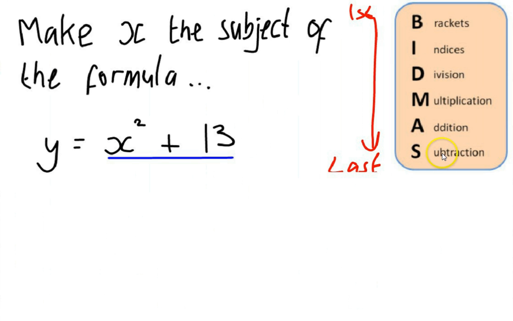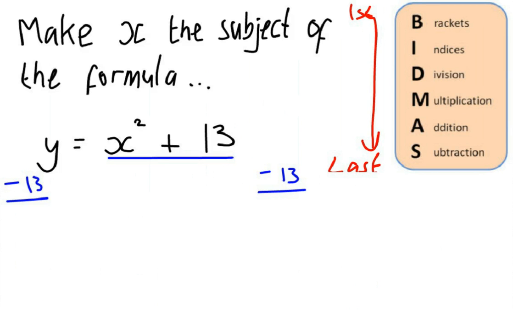We want to have a look and see, has there been any subtraction here? There's been no subtraction, so we move up. There has been an addition, this plus 13, and that's what we want to get rid of first. That's the spell we want to undo first. So I'm going to take away, do the opposite of plus 13. I need to take away 13 from both sides, remember.